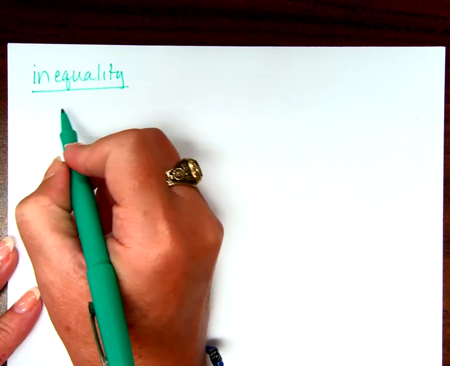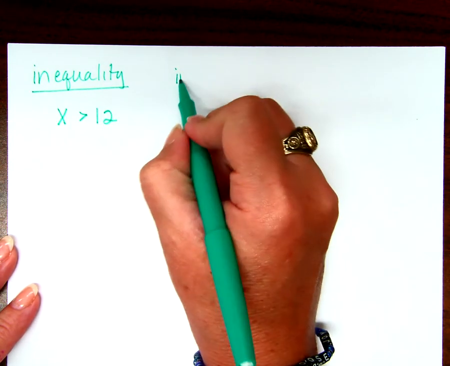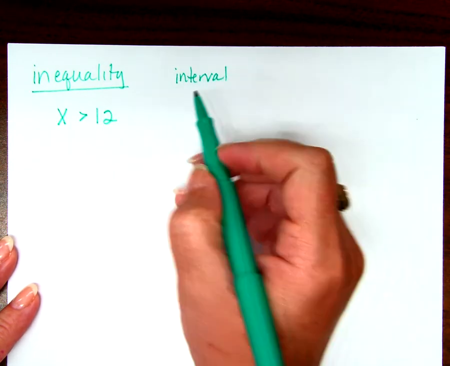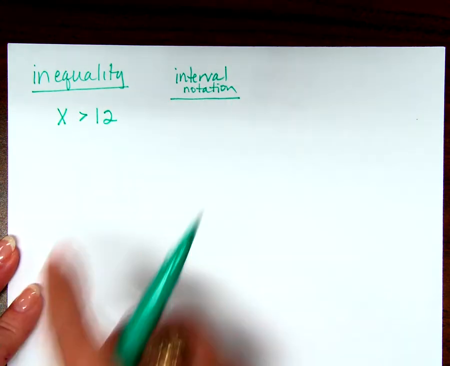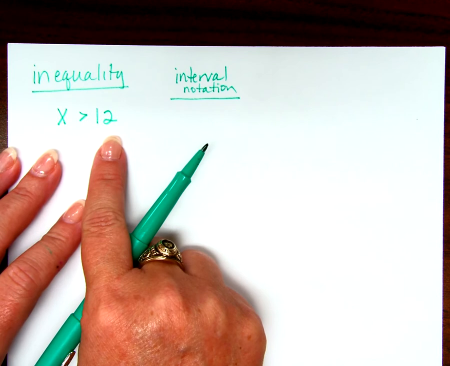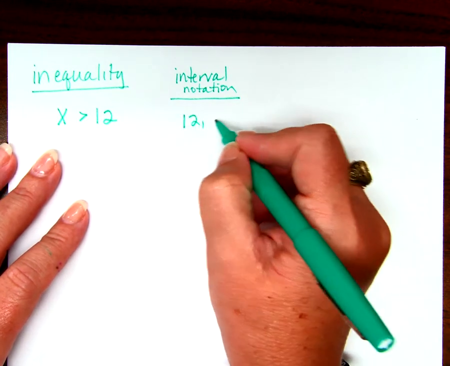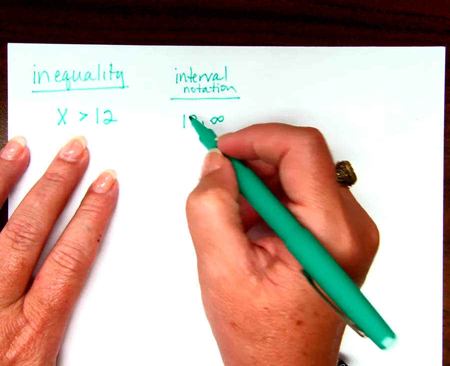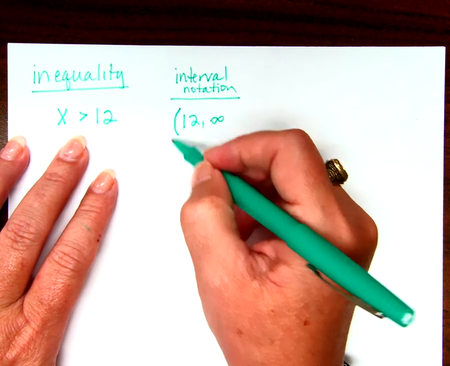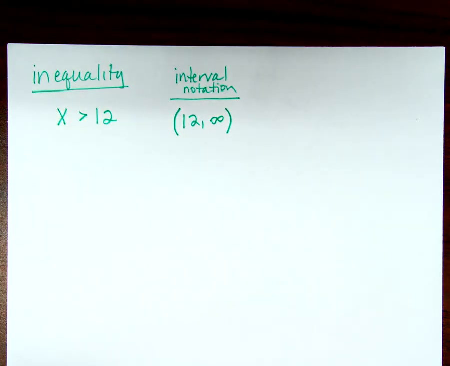So if I tell you the inequality is x is greater than 12, I need you to be able to tell me the interval notation. Okay? If it's everything greater than 12, where does it start? 12, and it goes to where? Infinity. Is 12 included as part of my interval? No, because it's just greater than, so I put a parenthesis. And a parenthesis always goes around infinity. Do you remember why? Do you know where the end of infinity is?